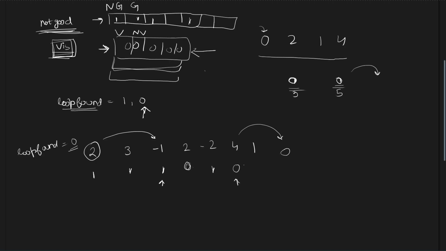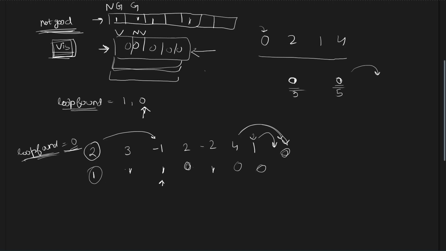So when I go to 4, I mark it as visited. I go out of the loop. I have not found any loop. I go out of the array. I have not found any loop. When I come back, I reset it as 0. Then I go to the next non-visited element. I mark it as 1. I go out of the array. My loop found variable is 0. When I come back, I mark it as 0.